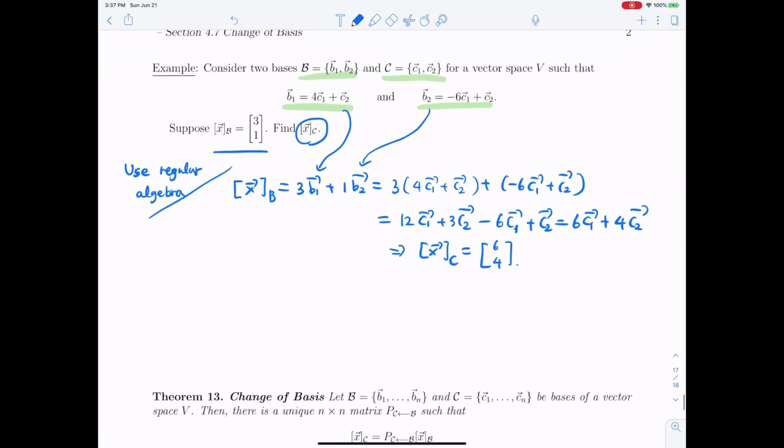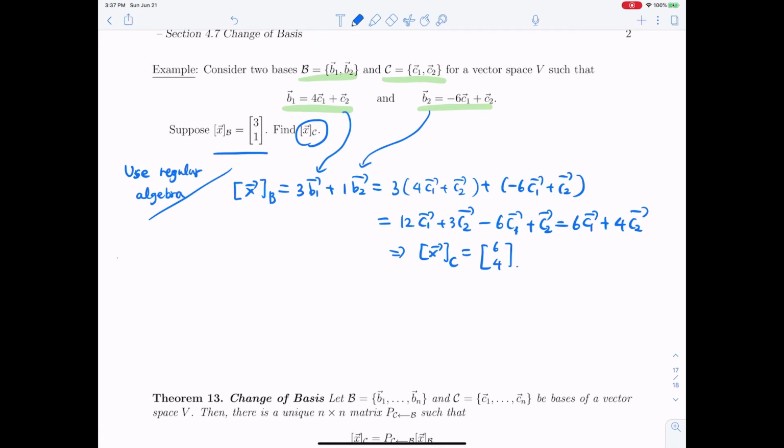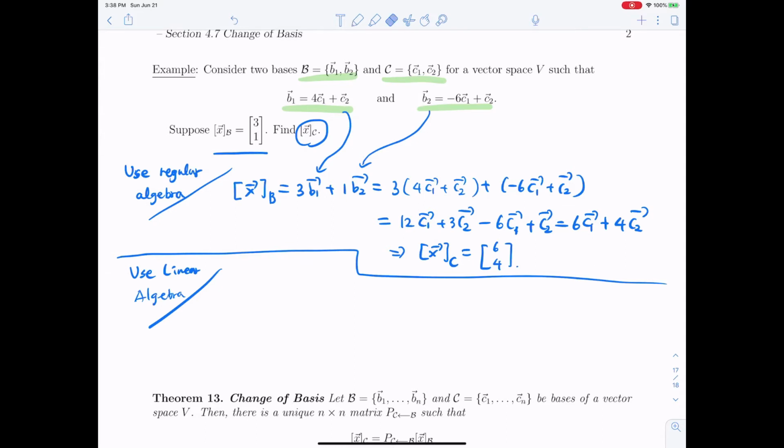But this procedure doesn't use any linear algebra, so it's really hard to generalize to n-dimensional vector spaces. So let's solve this problem using linear algebra. We know that x is given by 3b1 plus b2. If you take the C-coordinate of this, then we get the same thing on the right-hand side. But we know that taking the coordinate is a linear transformation, which means we can separate the addition and factor out the scalar multiplication. So that gives you 3 times the C-coordinate of b1 plus the C-coordinate of b2.